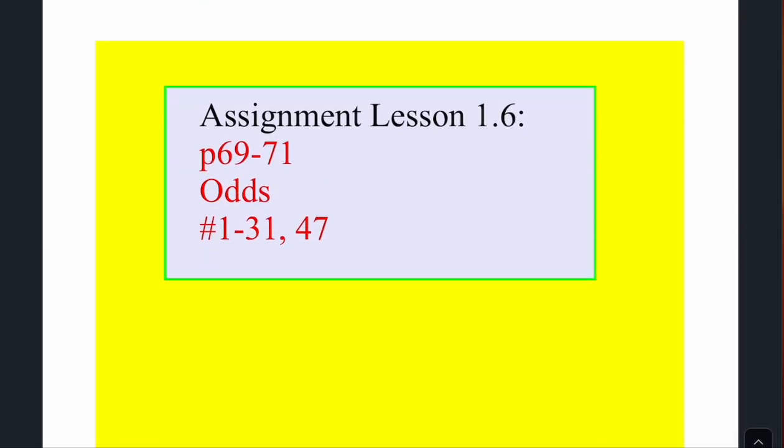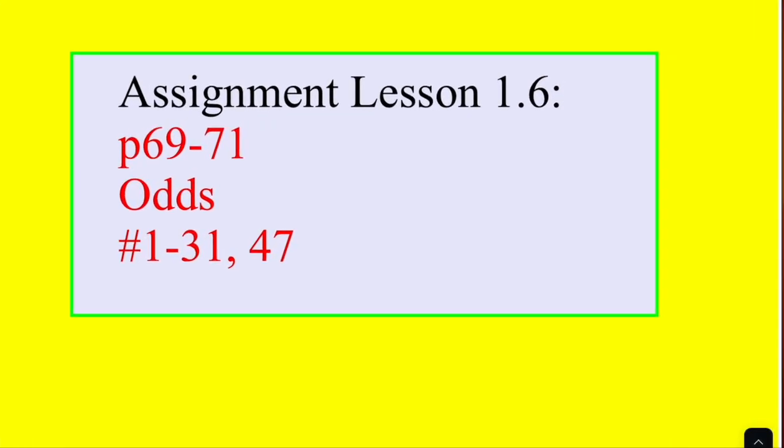Okay, so this is your 1.6 assignment found in your book. Please work on the odds 1 to 31 and 47. So you have 2 assignments that I believe are due on Sunday. So if you could take this weekend, work on those, and if you're stuck on anything, please let me know.